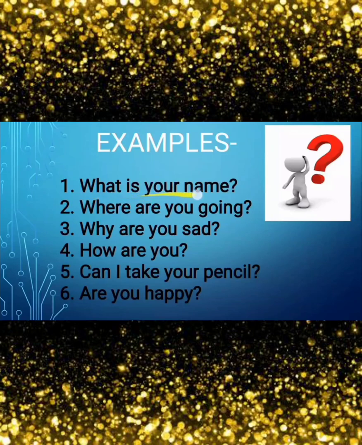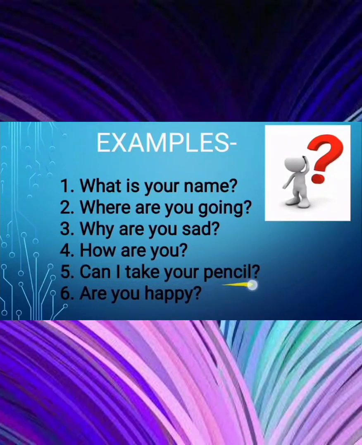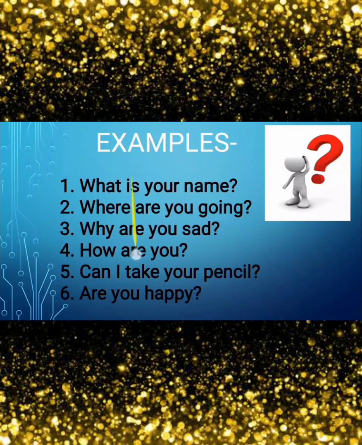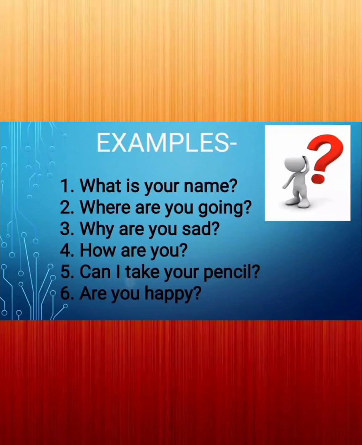Let's see some examples. What is your name? Where are you going? Why are you so sad? How are you? Can I take your pencil? Are you happy? All these are questions, and at the end of the question we see a question mark. So whenever a question is asked, we put a question mark. A question begins with what, where, why, how, when, and sometimes it begins with can, are, do, did, like this.